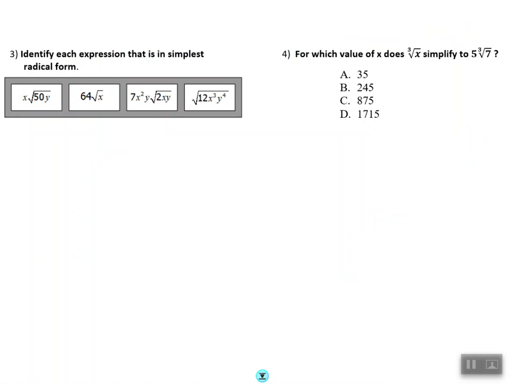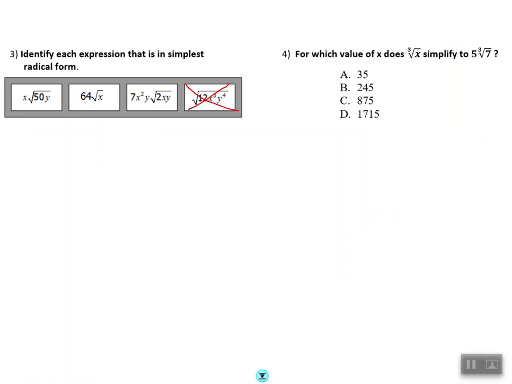The easiest thing to check for first is the variables. If the variable has an exponent that is 2 or larger, then that means there is a perfect square that can be simplified. For a cube root, you would need something that was an exponent of 3 or larger. So we can tell that the fourth choice is not in simplest radical form because the x has an exponent of 3 and the y has an exponent of 4.